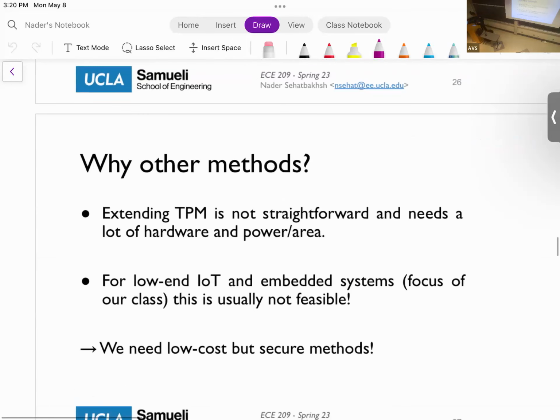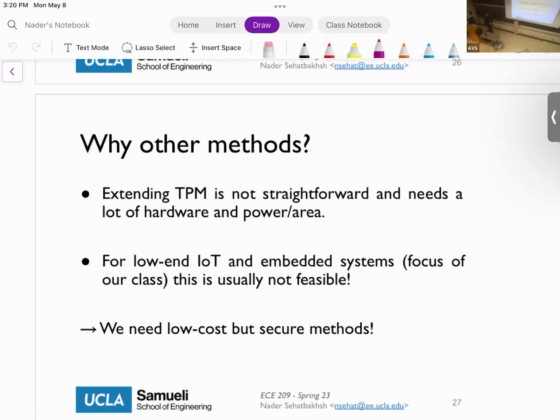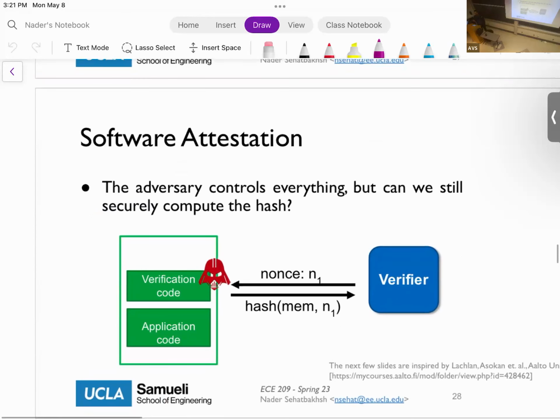But the problem with TEEs is that it's not straightforward. It requires lots of power and area. It requires lots of extra hardware. And when we are talking about low-end IoTs and cyber-physical systems, usually using a trusted execution environment is not the best choice because it requires lots of extra things. Because of that, we usually go for software attestation and hybrid attestation, which sits somewhere between that and the full-on dedicated hardware that we use in high-end systems.